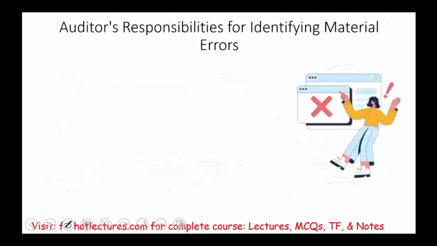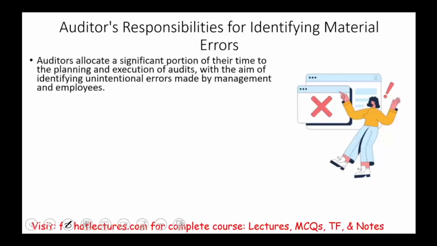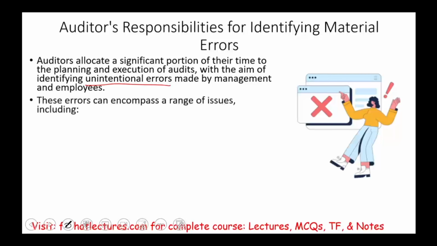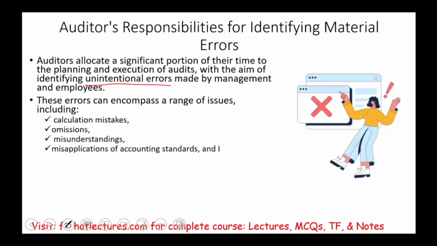Now, what is the auditor's responsibility for identifying material errors? Remember, immaterial errors, it's not practical. How about material errors? Well, auditors allocate a significant portion of their time in planning and execution of audits with the aim of identifying unintentional errors made by management. And usually errors can take many forms such as calculation mistakes, omissions of certain transactions, misunderstanding, misapplication of accounting standards, and incorrect summarization and description.